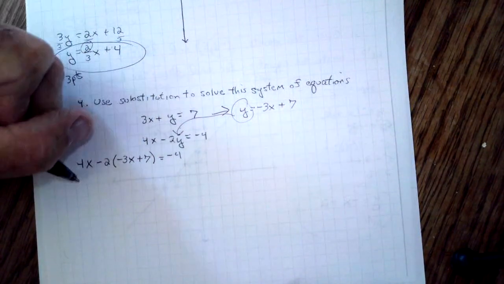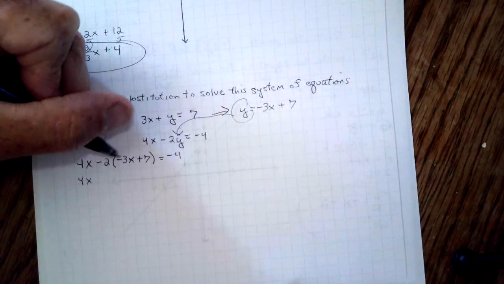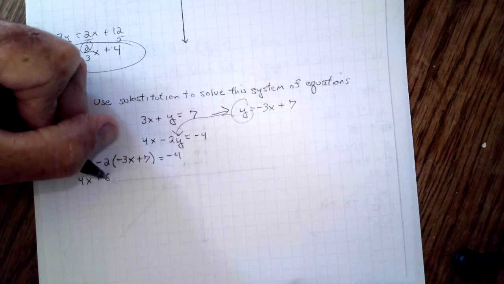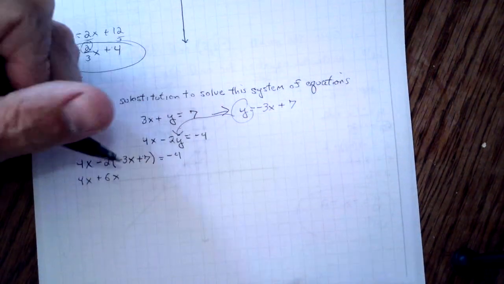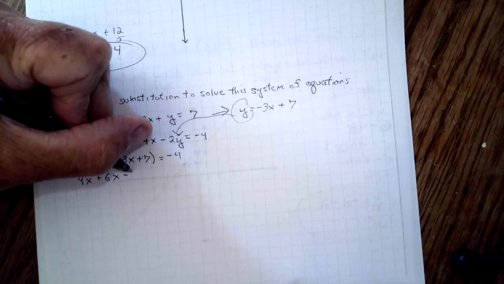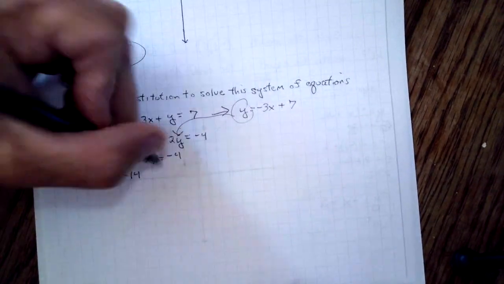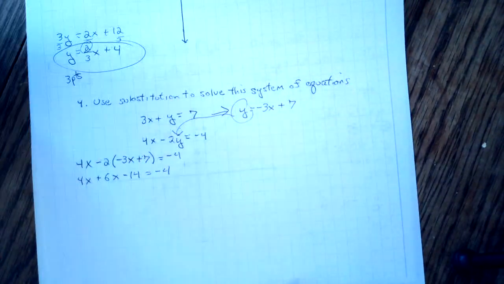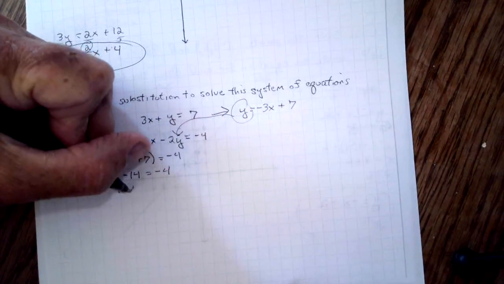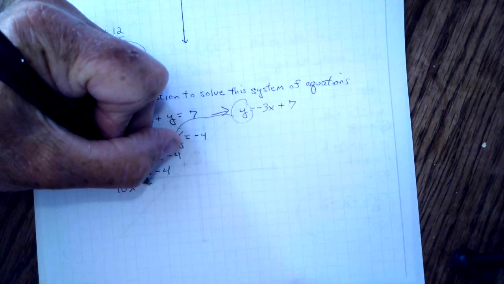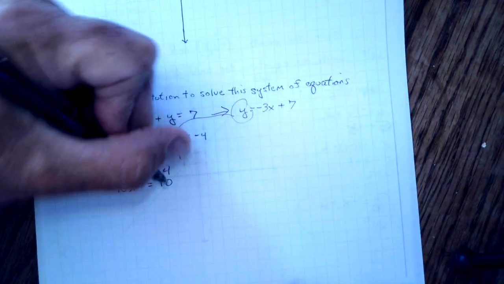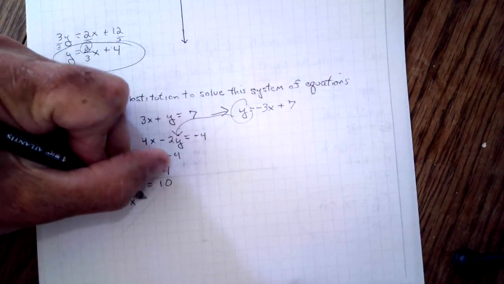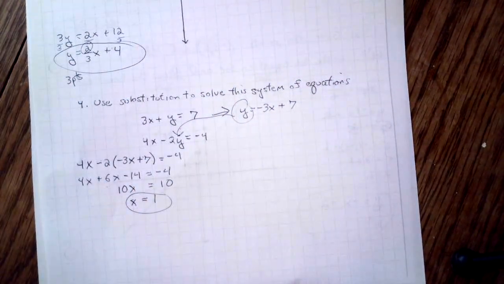And so I'm going to use the distributive property for x. -2 times -3x is +6x. -2 times 7 is -14. And that equals negative 4. I'm going to go ahead and combine these. I get 10x, add 14 to both sides, and I get 10. And I end up with x equals 1. Okay, that's one of my 2 points.